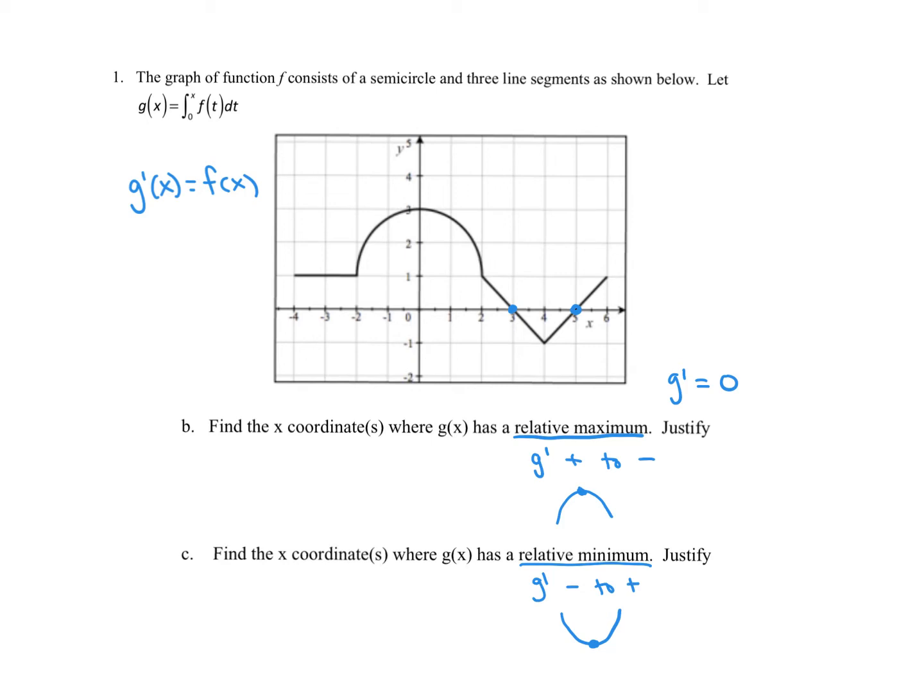So the x-coordinate where g of x has a relative max is going to be when x equals 3, and g of x has a relative min when x equals 5. And your justification is exactly what g prime is doing, that g prime goes from positive to negative or negative to positive.